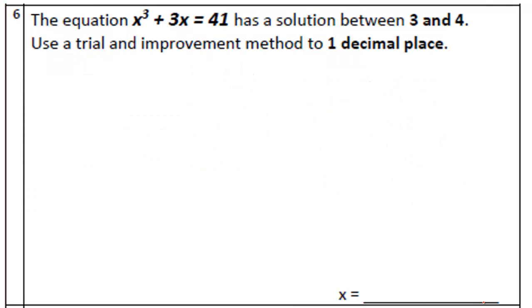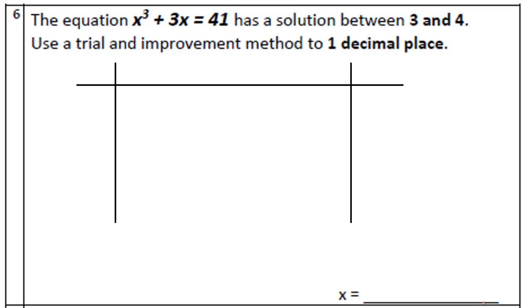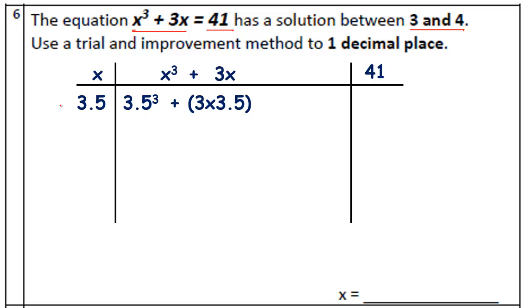Question 6. We need to set up our table. I'm going to start off always with x, then the first part of the equation, which is x cubed plus 3x, and then the second part of the equation, which is my target number, 41. Because the question told me that the answer was going to be between 3 and 4, I'm going to start off with 3.5, substitute it in, and write down the answer you get on your calculator. In this case 53.375 is too big.